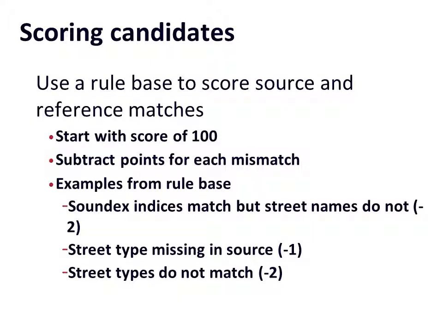You can also get scores, like I said earlier. So it uses a rule base to score the references and matches. It starts with a score of 100 and it takes points away for every mismatch. And it uses rules like sounds like, street names but does not match, is missing in the source or doesn't match, and it takes certain points off for certain things. And ultimately that's how it scores everything.